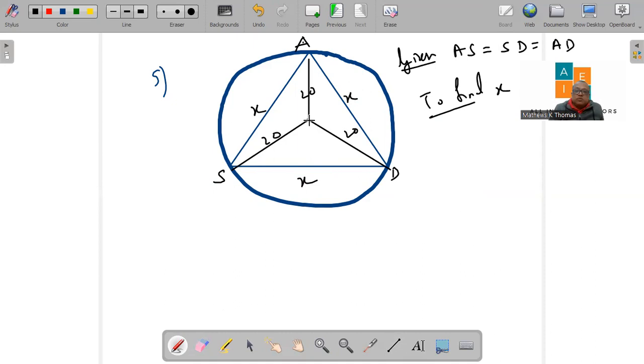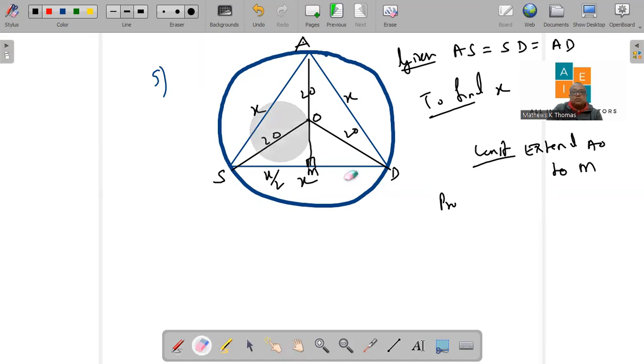Now what I'm going to do is extend this line till it meets M. So construction: extend AO to M. Now remember, in an equilateral triangle, when I join this, AM is going to be the perpendicular bisector. When I join the radius and extend it, that becomes a perpendicular bisector. So if this is x, this is going to become x by 2.